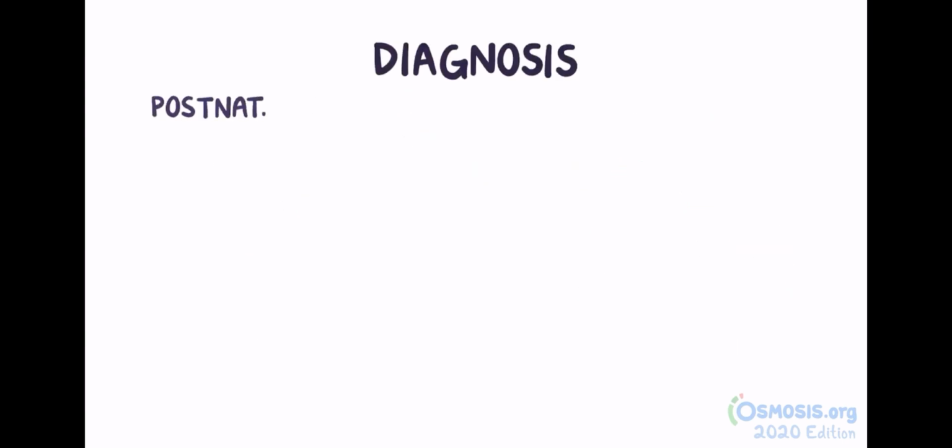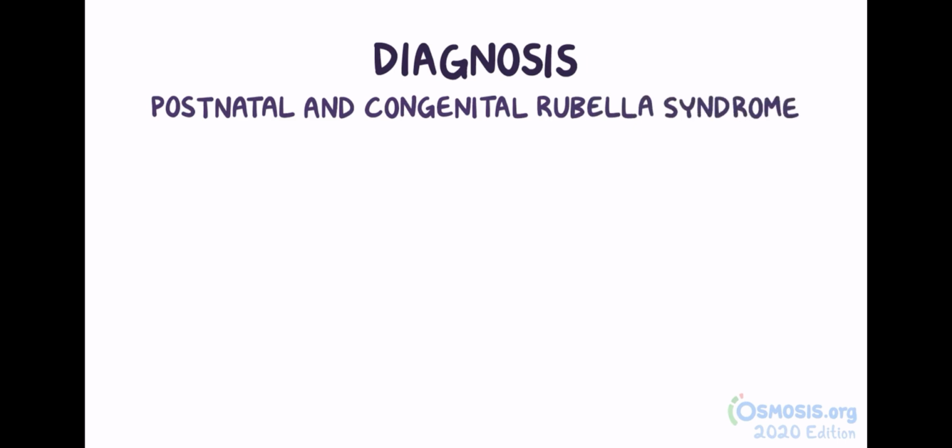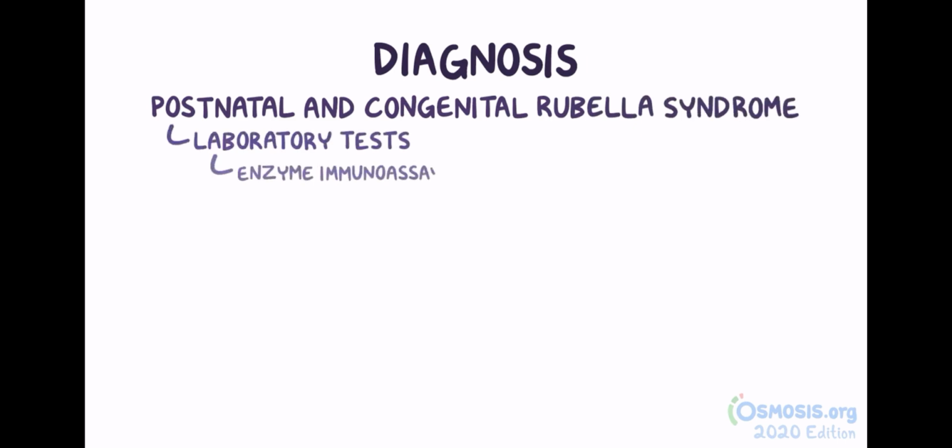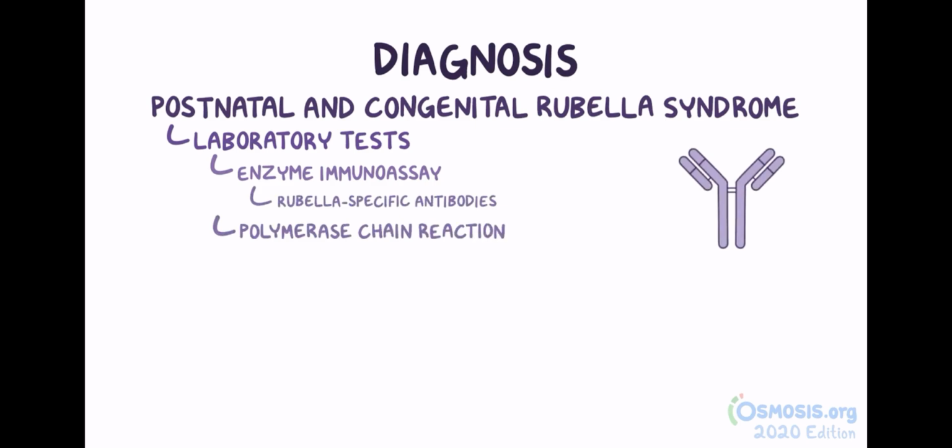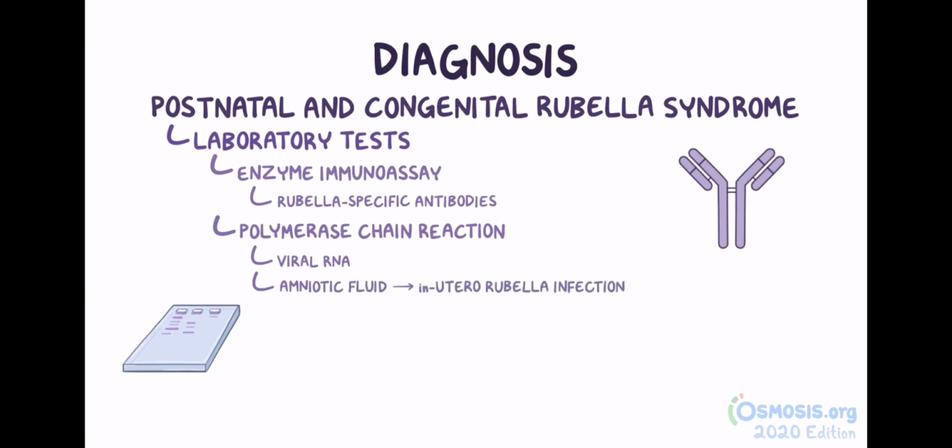Diagnosis of both postnatal and congenital rubella syndrome is confirmed by laboratory tests. It's usually done with enzyme immunoassay, which tests for rubella-specific antibodies, but it can also be done with polymerase chain reaction, which looks for viral RNA. Polymerase chain reaction can be used to test amniotic fluid, which is particularly useful for diagnosing in utero rubella infection.